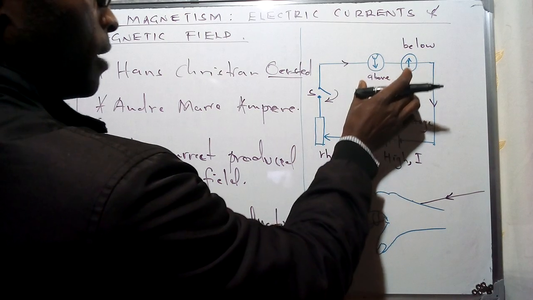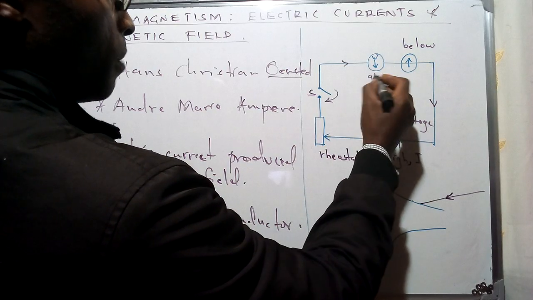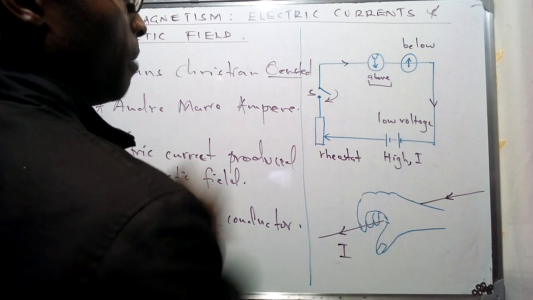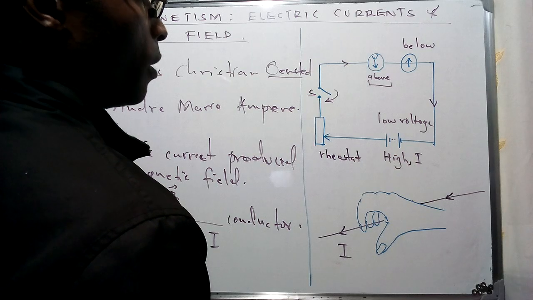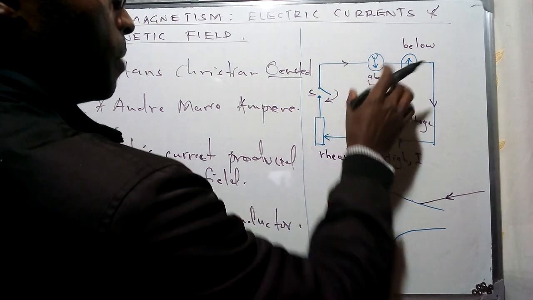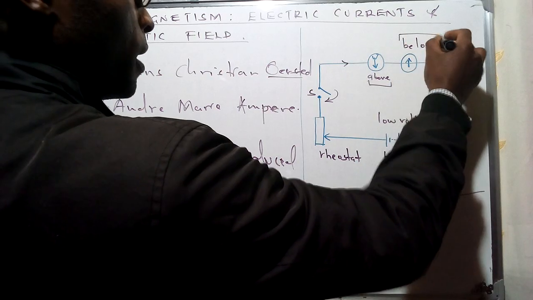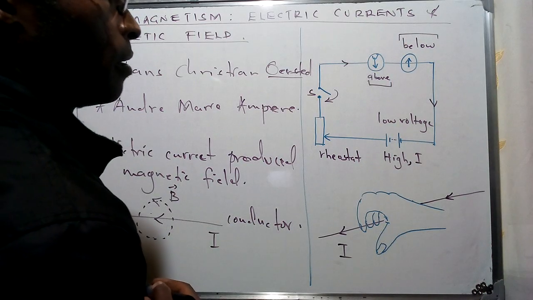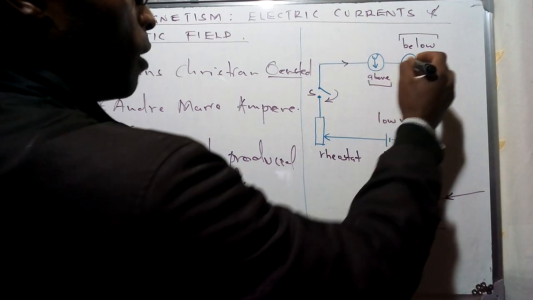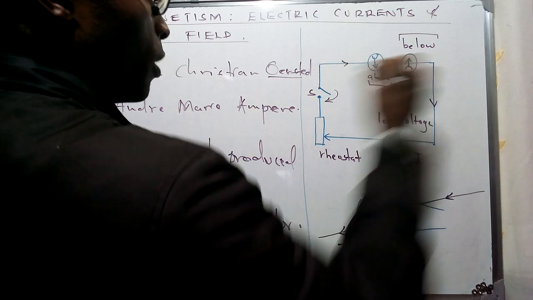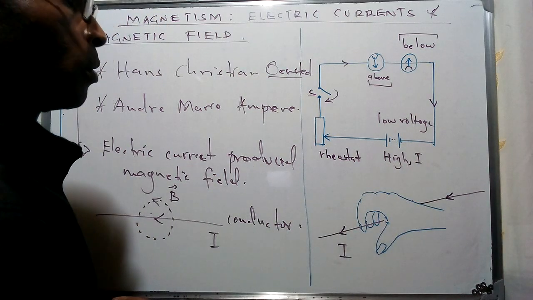But in this particular case, we're going to see that if we bring a plotting compass and place it above this current carrying conductor, we're going to have a specific deflection. And if we bring this plotting compass and place it below this current carrying conductor, we're going to have another deflection, of course, which is going to appear in the opposite direction.